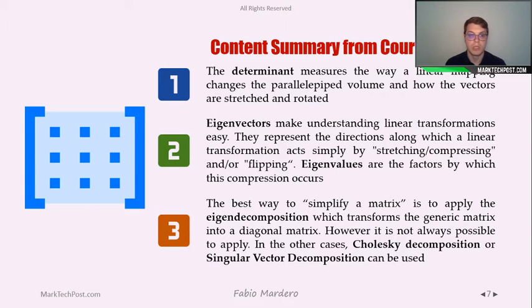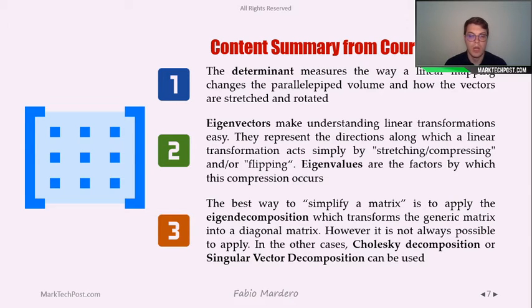In the third course we dove deep into the concept of linear algebra and analytic geometry, introducing the determinant, which is a particular function in a vector space that measures the way a linear mapping changes the volume and how the vectors are stretched and rotated through this linear mapping. Then we defined some constants of a linear mapping that can describe it in an easier way, which are eigenvectors and eigenvalues. And we found how we can compute them using the determinant.